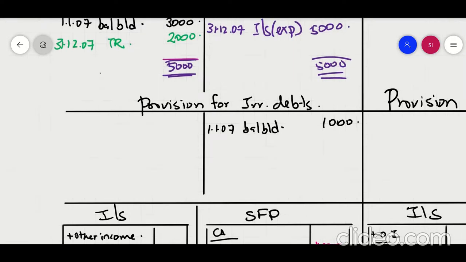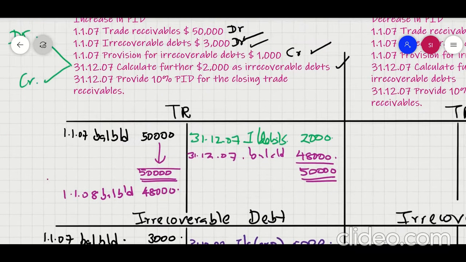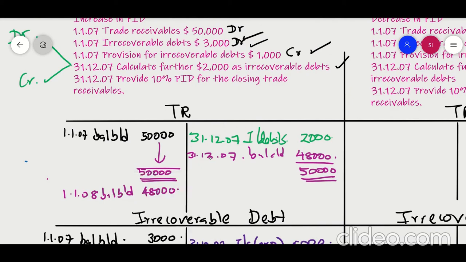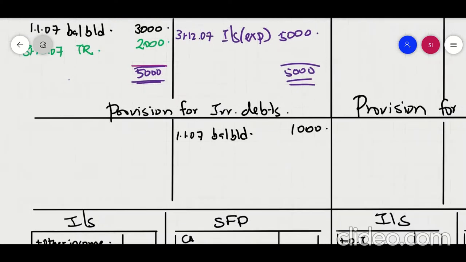Now we are done with this. Now we have to calculate provision for irrecoverable debt. So provision for irrecoverable debt here states it's 10% of our closing provision trade receivables. So let's calculate, take this 48,000 and calculate 10% of it, which should give you 4,800. Now, how are we going to write this?